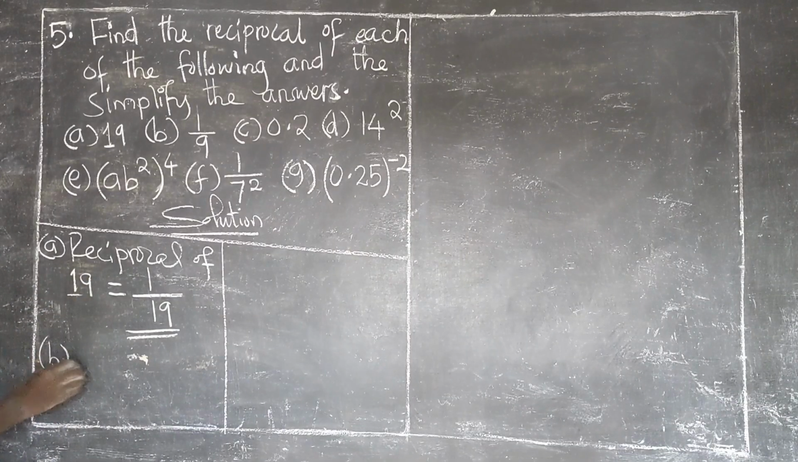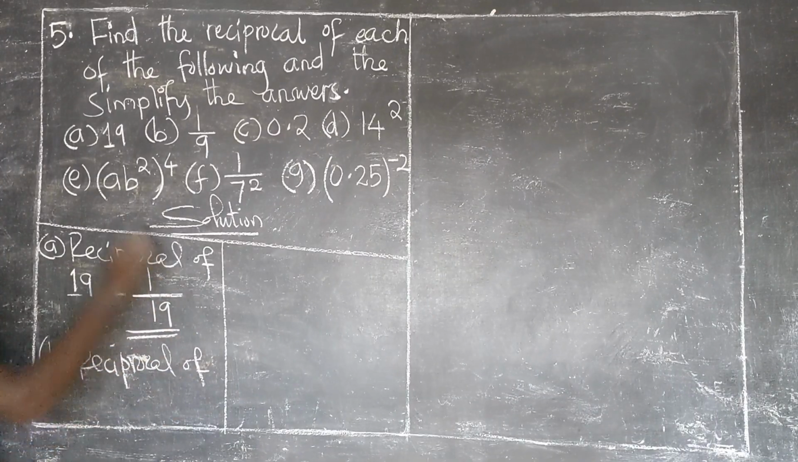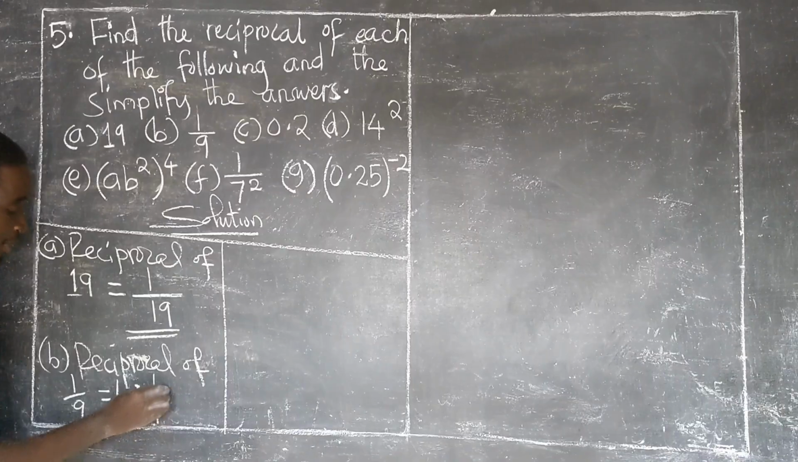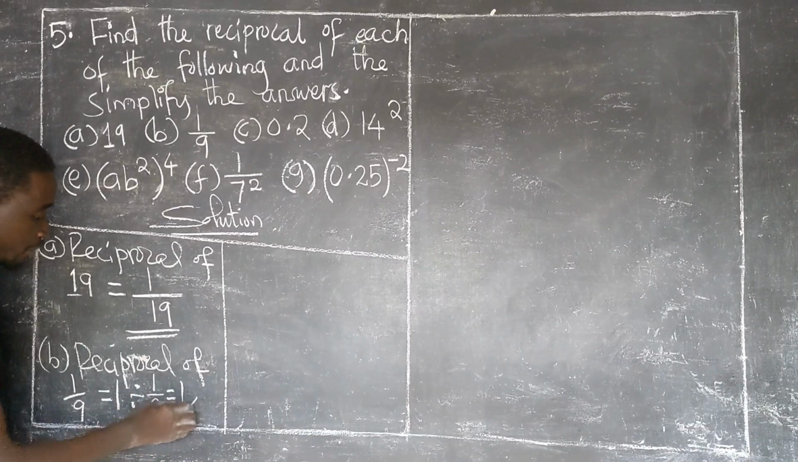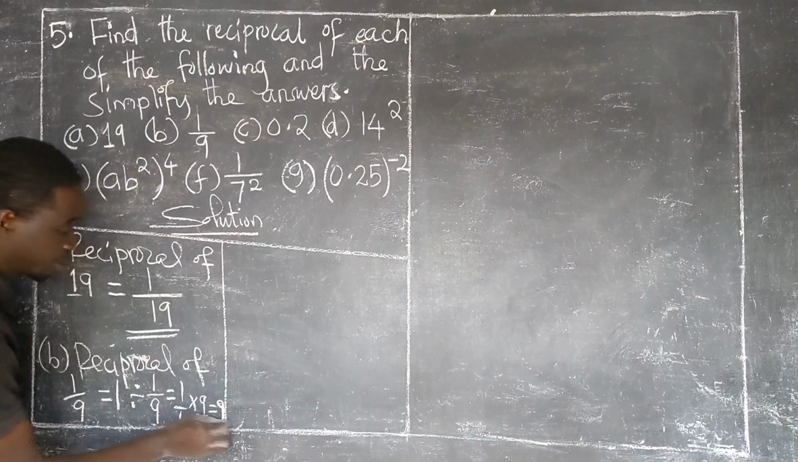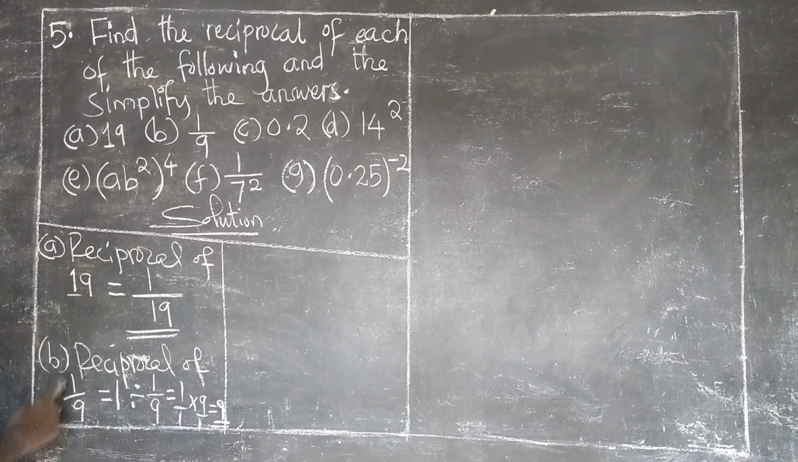B. The reciprocal of 1 divided by 9 is equal to 1 divided by 1 divided by 9, which is 1 by 1 times 9 by 1. Now the answer will be equal to 9. So the reciprocal of 1 divided by 9 is 9.